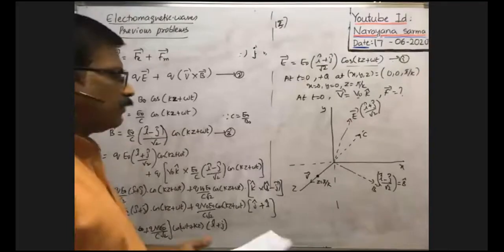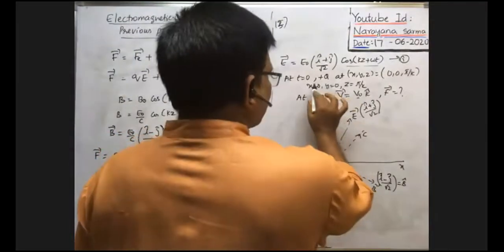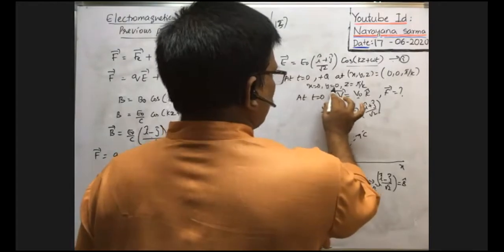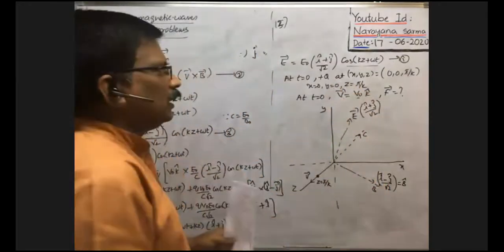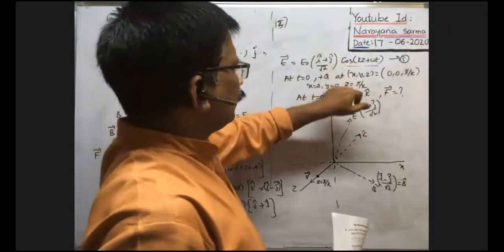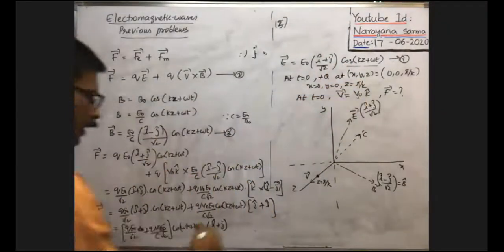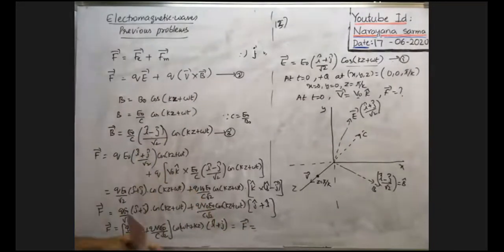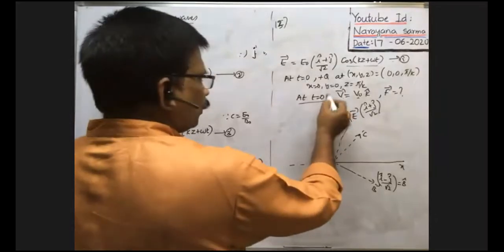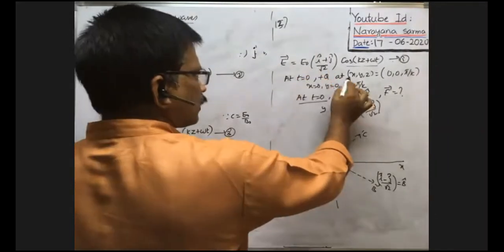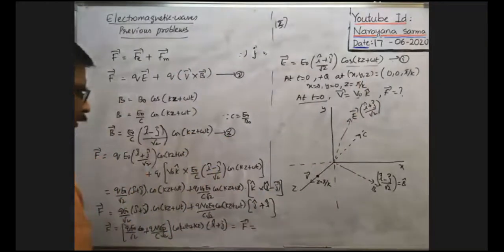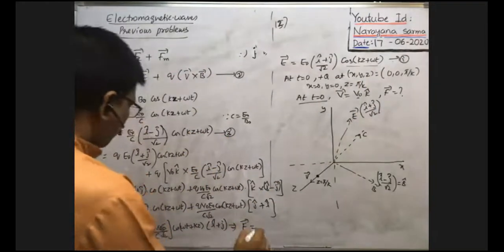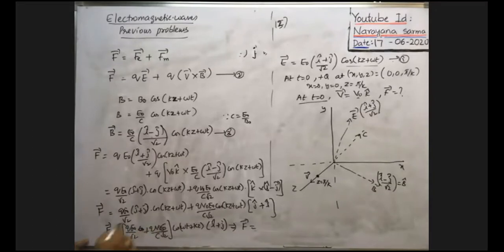Sorry, here something is given now. You see, at t equal to 0, x is equal to 0, y is equal to 0, then z is equal to pi by k. If you substitute here, what will you get? At t equal to 0 and z equal to pi by k, we have to substitute because they asked at t equal to 0. And at this point, where the charged particle is kept, what is the direction of the force they asked?